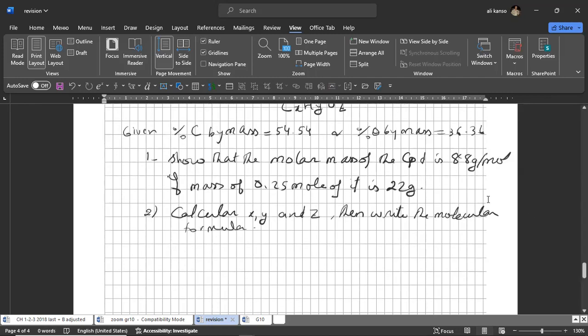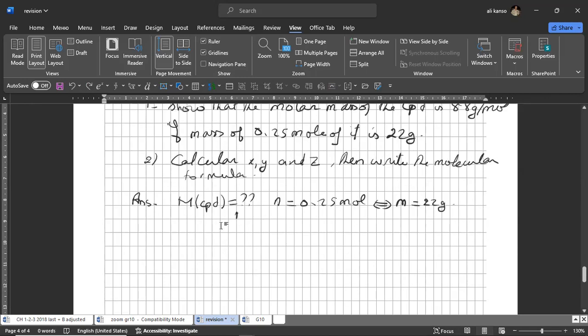Okay, let us solve now and see what we can do. First of all, the first question. What is given that helps us to find the molar mass? The question is about the molar mass of the compound. First, the number of moles given is 0.25 mole, and this number of moles has a mass of 22 grams. Can we calculate the molar mass? Is there a relation between moles, mass, and molar mass? Yes, there is a relation.